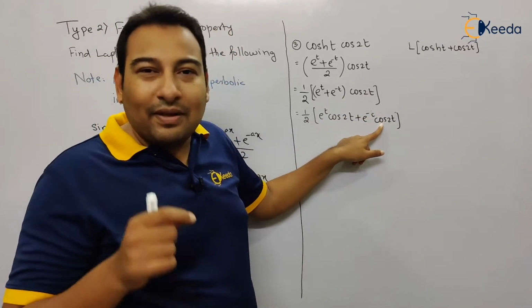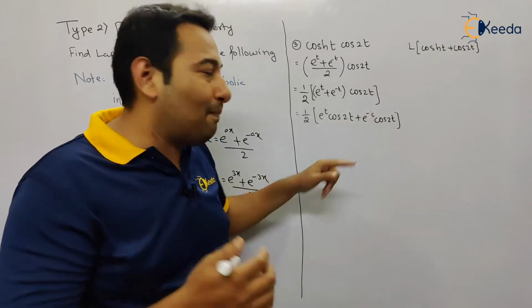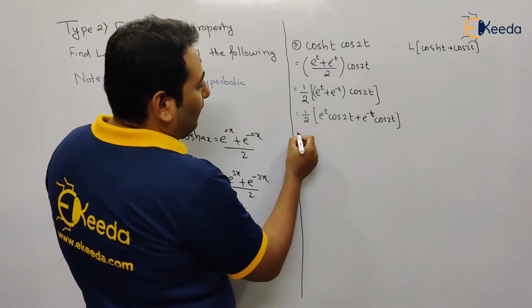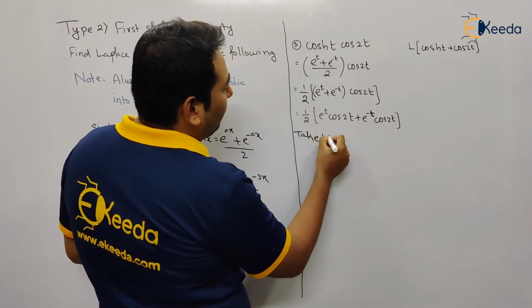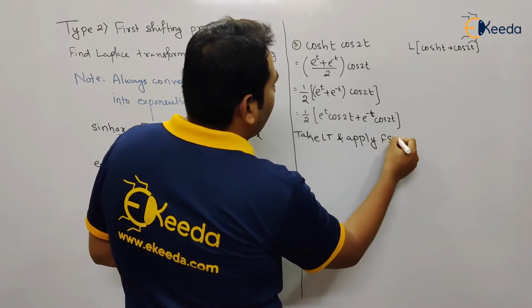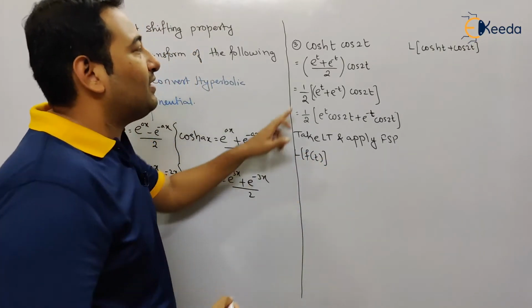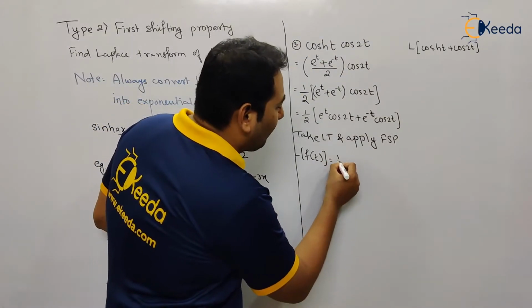Here I am going to find the Laplace of cos 2t, and here it is minus t, so s will be shifted by plus 1. So see here what I am doing. Take LT and apply FSP. So Laplace of f of t, our required or given function, is equal to 1 upon 2.